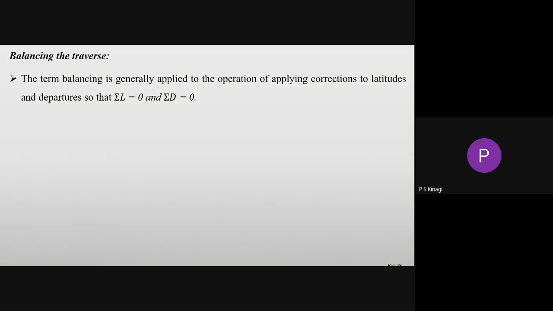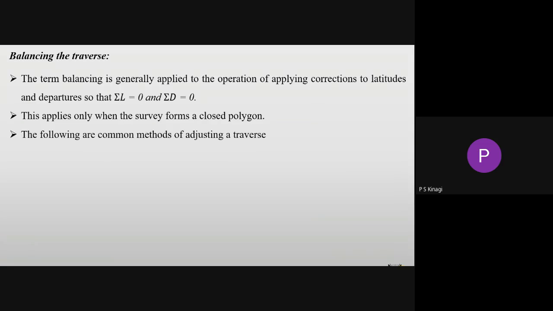Then next, last is balancing the traverse. First, you have to understand the meaning of balancing the traverse. The term balancing is generally applied to the operation of applying the correction to the latitude and departure values, same as the closing error. So you must remember that. This balancing of the traverse is only applied for a closed traverse, not an open traverse.